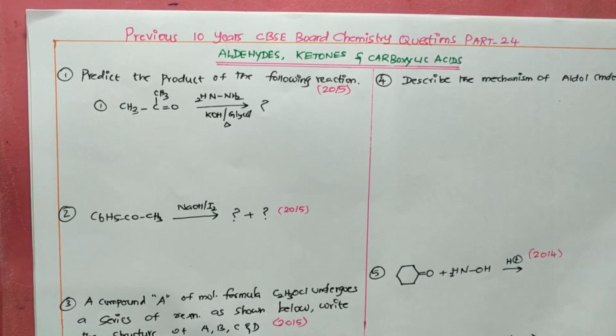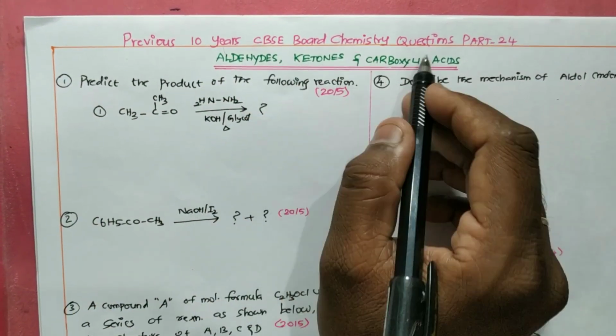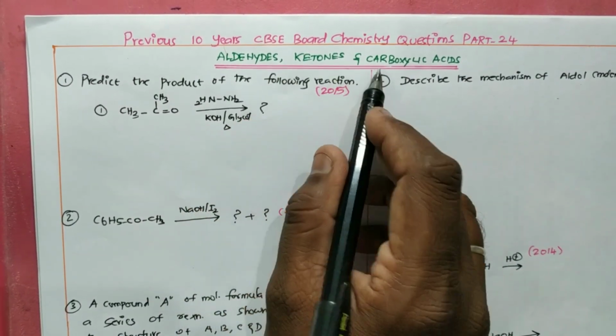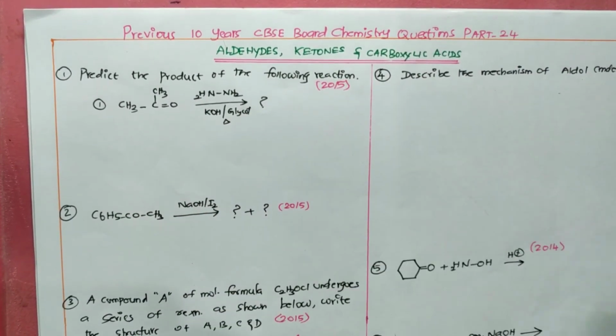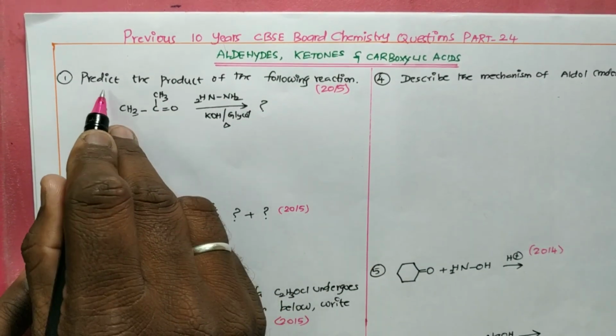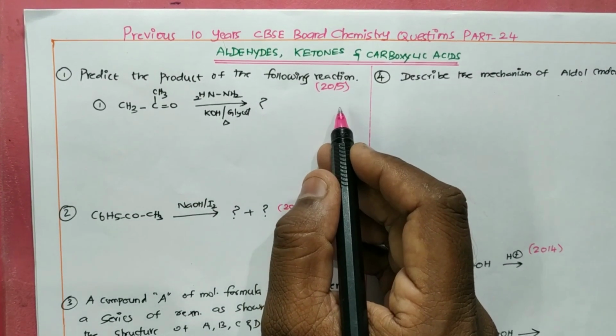Today we are going to talk about the previous year, that is last term year CBSE Board Chemistry questions part 24, in which we are going to discuss the aldehydes, ketones and carboxylic acid chapter. So here the first question is to predict the product of the following reaction. This was asked in the year 2015 in Delhi board.